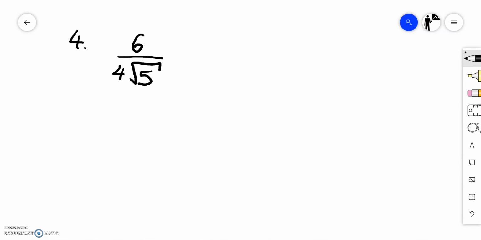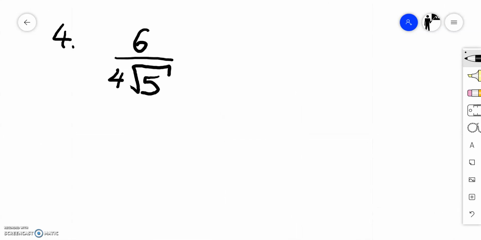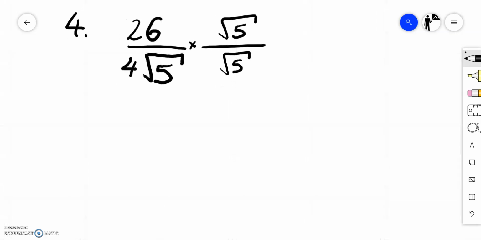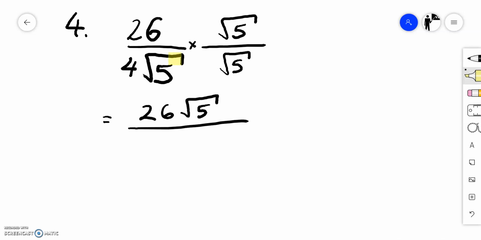Example 4. Actually, I'm going to change that, I'll do 26 over 4 root 5. So we don't want to have a surd on the denominator. So we want to get rid of that root 5. In order to do that, we're going to need to multiply this by root 5 over root 5. 26 times root 5 is 26 root 5. Root 5 times root 5 is 5. And then I need to multiply that by 4. 5 times 4 is 20.